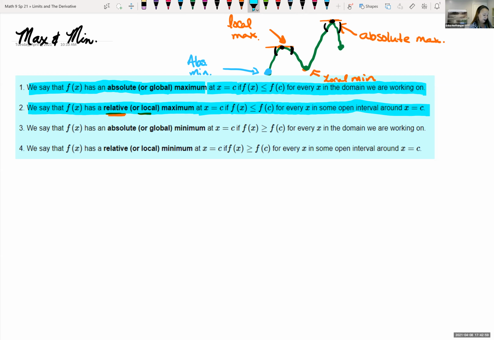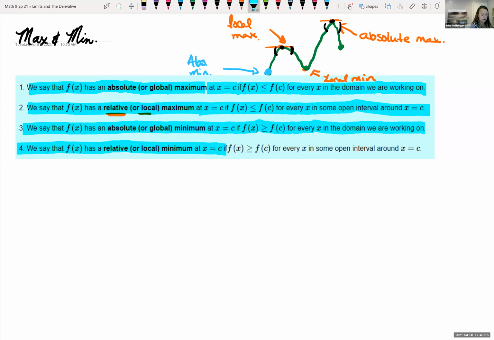So similarly for minimum, so we say f of x has an absolute minimum at x equals c if f of x is greater than or equal to f of c for every x in the domain we are working on. And we say that it has a relative local minimum at x equals c if f of x is greater than or equal to f of c for every x in some open interval. So we can just close some interval around our max or min point.